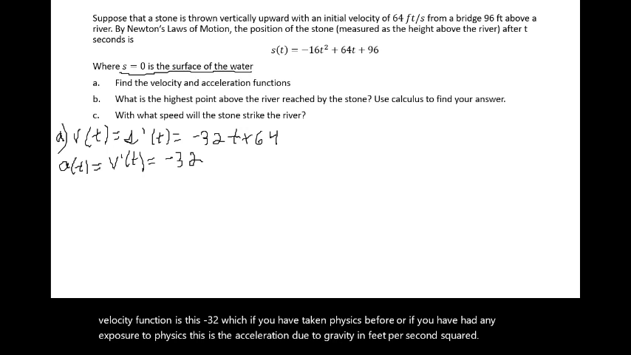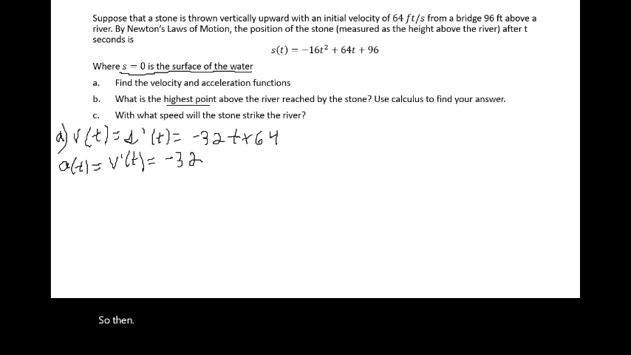So then for part B, we're going to find the highest point above the river that is reached by the stone, and we're going to use calculus to find this. I know that you can find this algebraically. We are not going to be doing that. This is a calculus course, so we're going to be using calculus to find the maximum height of the stone above the river.